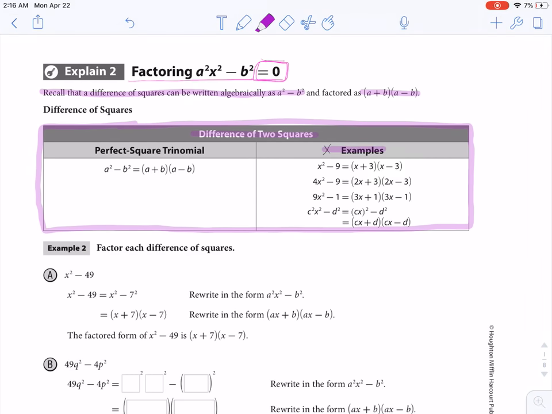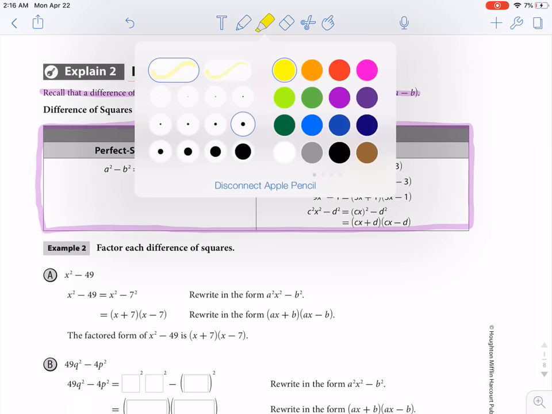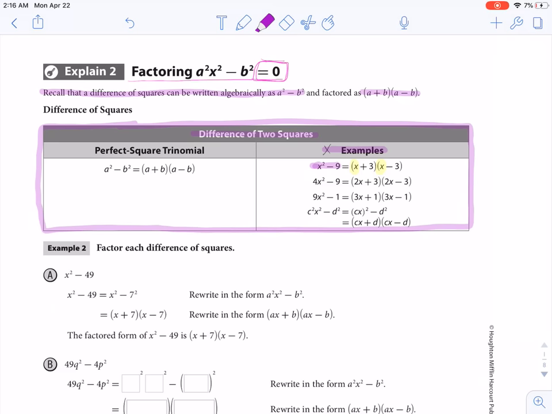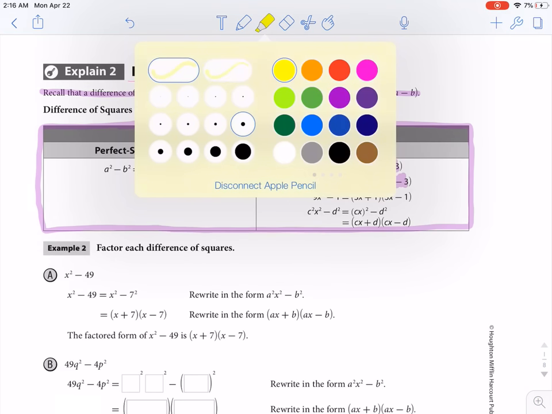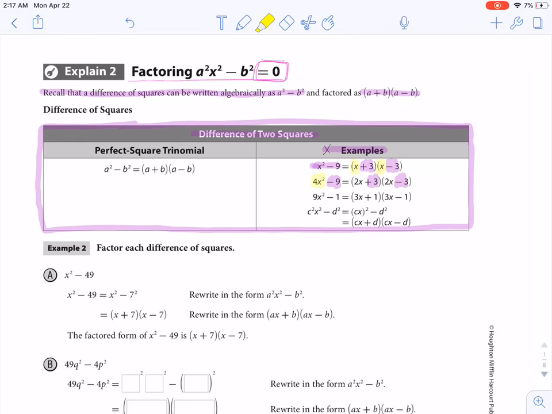And we're actually going to be looking at examples here. If we have x squared minus 9, if we break down x squared, we actually get x and x. And when we break down that 9, that perfect square, we have plus 3 and minus 3. We have 4x squared. Well, 2x times 2x is going to give us that 4x squared. Now we have 9x squared, which gives us 3x and 3x. And then we're going to take a look at that negative 1, which we have plus 1 and minus 1.